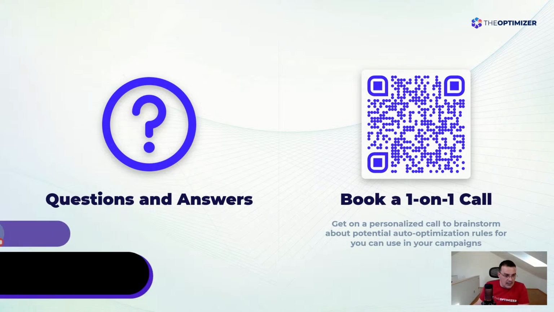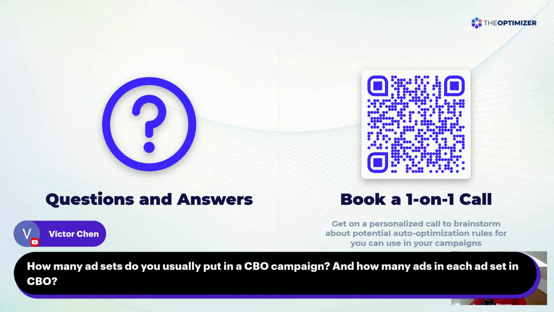We have one from Victor. Hi, Victor. How many ad sets do you usually put on a CBO campaign, and how many ads in each ad set in CBO? I generally stick to 3, maximum 4, 2 to 4 ad sets on a campaign, because the more ad sets we add, the more budget it will require. So make sure the number of ad sets makes sense for the budget that you're allocating. And when it comes to ads, 2 to 4 ads.